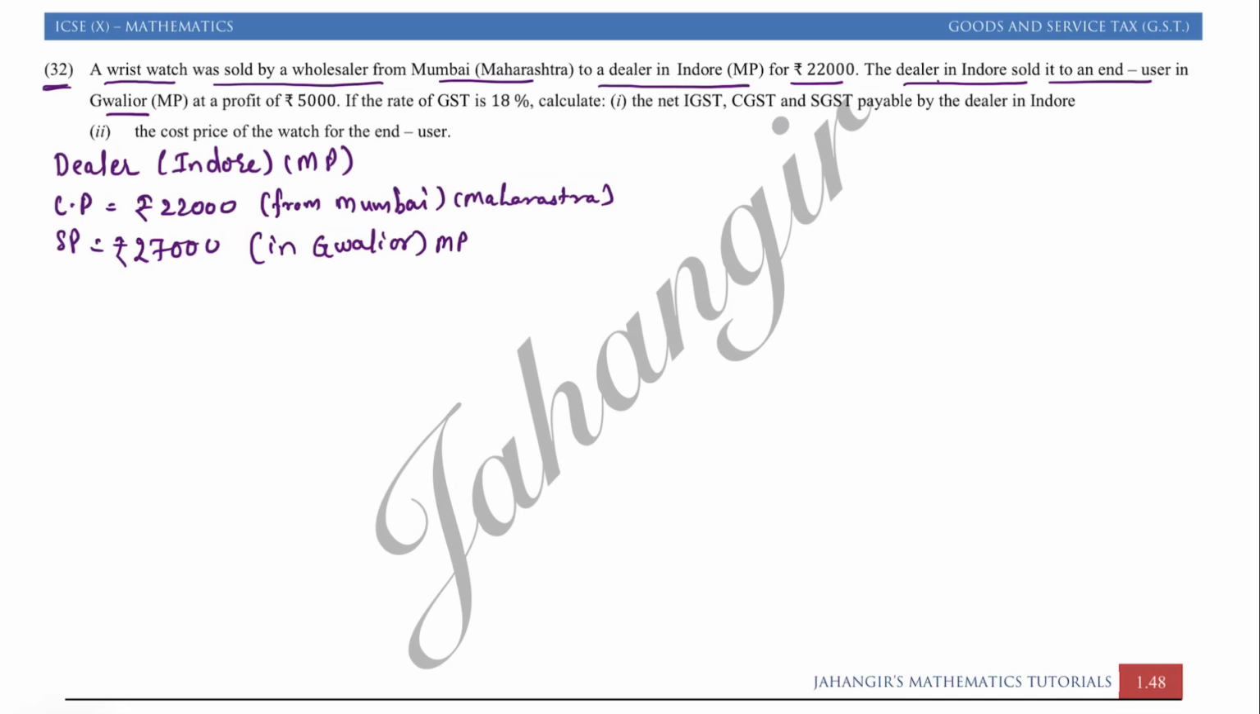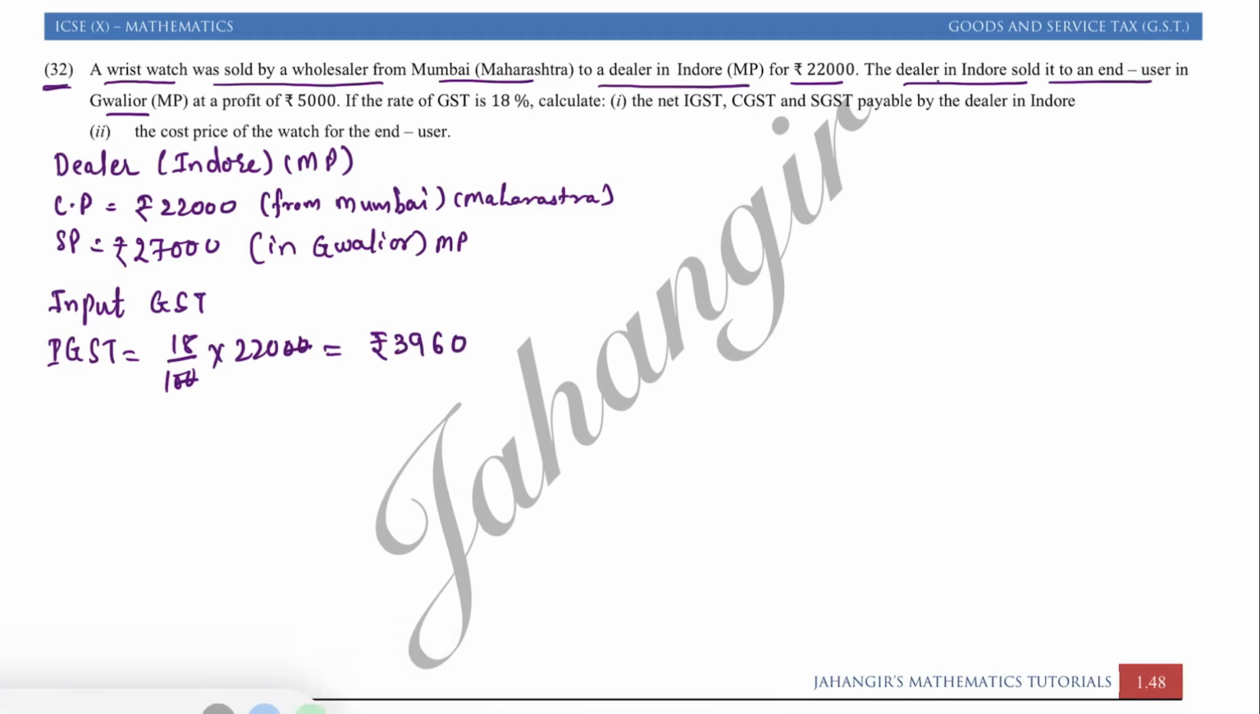So while buying, we will say input tax, input GST. So input GST is actually IGST, which is 18% of 22,000. If you cancel, these two zeros will get cancelled. So 18% of 22,000, let us find: 3960 rupees. This is the input tax.